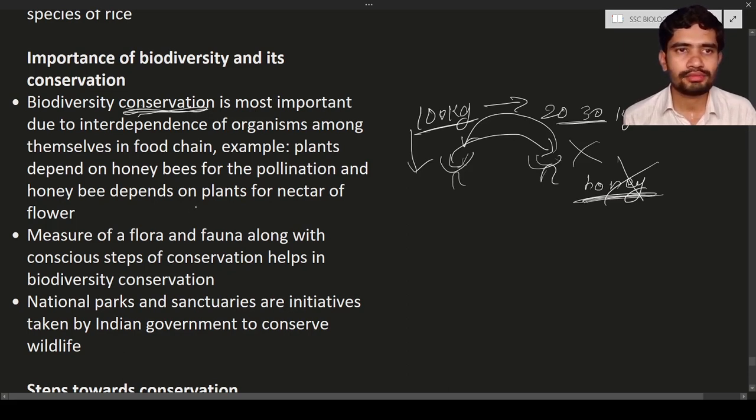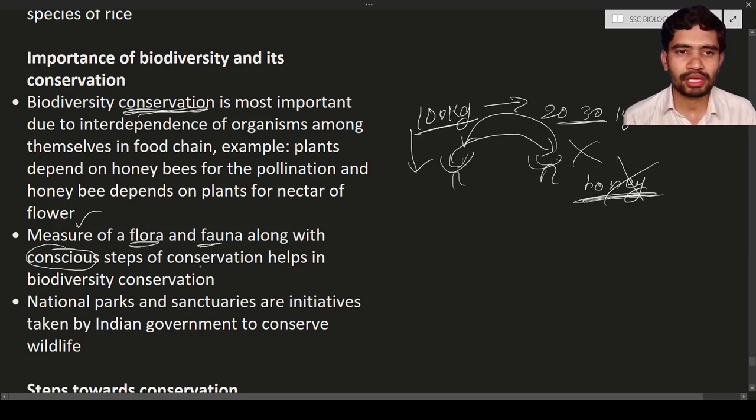So it means if we disturb the biodiversity, and if we don't conserve the biodiversity, we are going to face a lot of problems in the future. So how can you conserve? The first one is the measure of flora and fauna along with conscious steps of conservation. Conscious means nothing but careful and intelligent steps. So these careful and intelligent steps are just to conserve the biodiversity. If the biodiversity is disturbed, we are going to face a lot of problems.